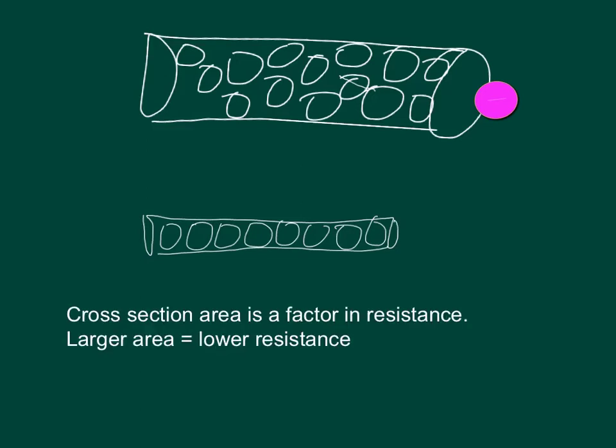So the area is a factor in the resistance. If we have a larger cross-section area, like we do in this one here, we have a lower resistance because there are those more pathways. If we have a really small area, there's only one pathway, so the electron has to wait for the one in front of it to go on, and so that one is going to have a larger resistance. So area, how fat the wire is, is one of our factors that's going to determine how much resistance it has.